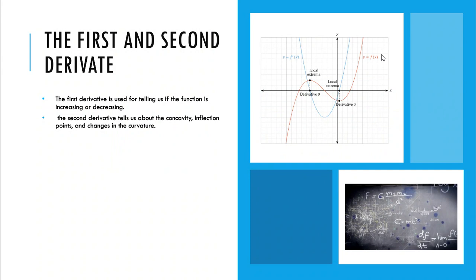Now, the first derivative tells us if the function is increasing or decreasing by finding the local extrema, or as we say, the relative extrema. And then you can find the maximum extrema, which is the highest maximum or minimum extrema you can find. And then the second derivative will tell us about the concavity, the inflection points, and any changes in the curvature, just to tell us if we have anything important that we need to understand other than just if it's going up or down.